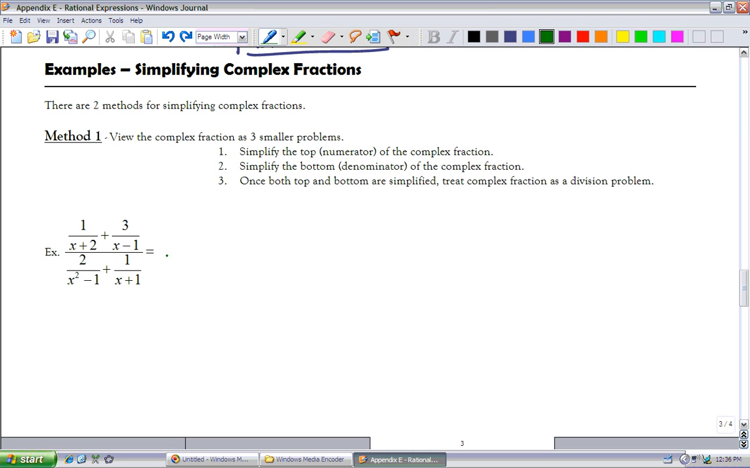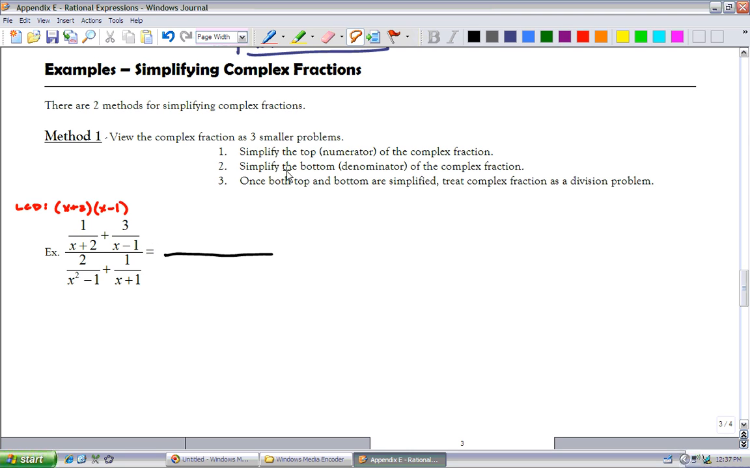Alright, so I'm just going to work with the top initially here and not even mess with the bottom. So here's the black line that separates the top and the bottom. And I look at the top and I say, okay, I need to add those together. I need to get a least common denominator. If I look at my least common denominator for the top, it's pretty simple. It's just going to be x plus 2 and x minus 1. So I'm going to use that to help me out on the top.